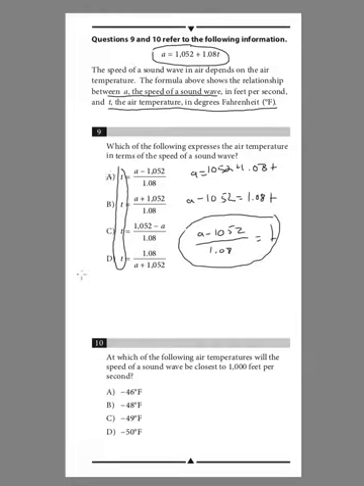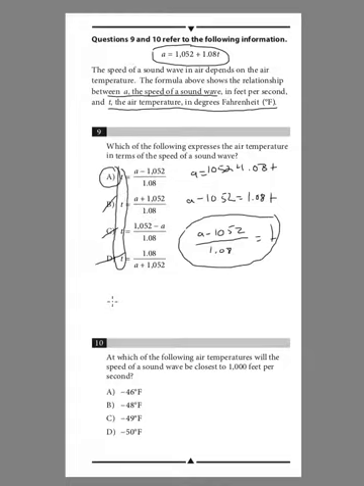Now we see which answer choice matches this. We start with D: 1.08 divided by A plus 1052. It doesn't match our answer, so we cross that out. 1052 minus A over 1.08 almost matches, but it's missing this little part, so we cross that out as well. A plus 1052 divided by 1.08 is actually minus 1052 in ours, so we cross that out. And our answer is A. So we solved this first problem. Now we move on to the next one.